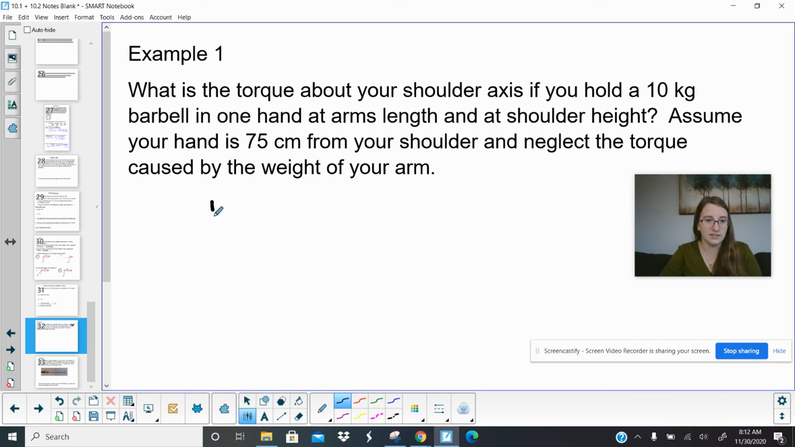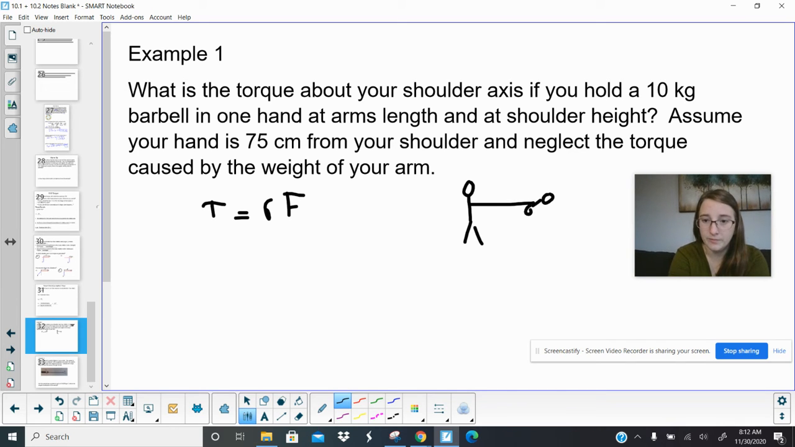So torque is tau equals RF. Now let's look at this picture again. You are here. I'm going to draw a little picture. You are here holding a barbell. What we need to keep in mind is the angle. The barbell's weight causes a force, right? Straight downwards. So if you're holding your arm out, the force of the barbell is perpendicular to your arm.